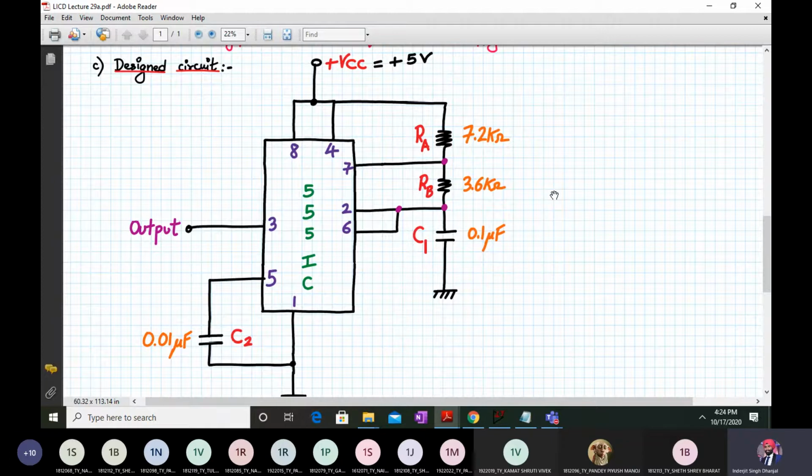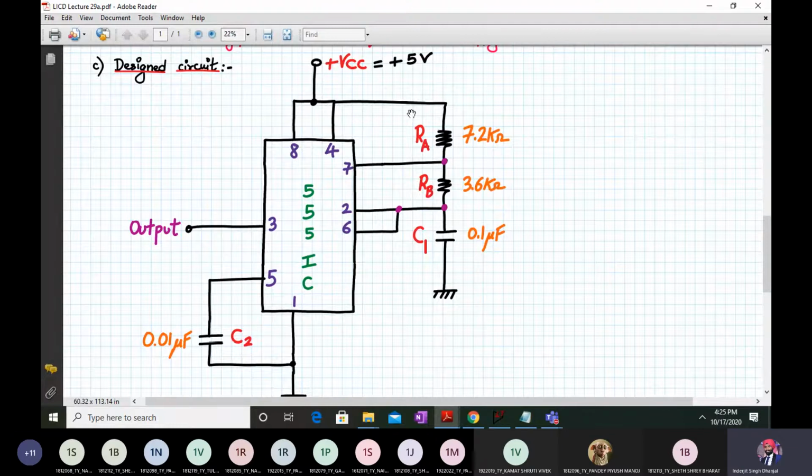Anyways, today around 9 p.m. there will be a quiz based on these three lectures, lecture number 27, 28 and 29. So these terms are extremely important. I am talking about this RA, RB and C1. Just relax, don't worry about the circuit diagram. By the end of today's lecture, you will be understanding the astable mode 555 timer IC working properly. So just have a leap of faith.